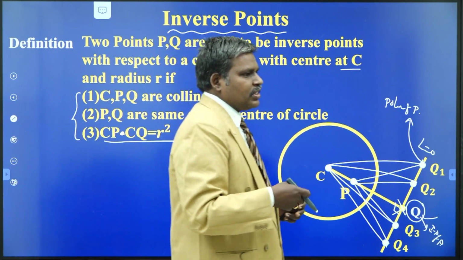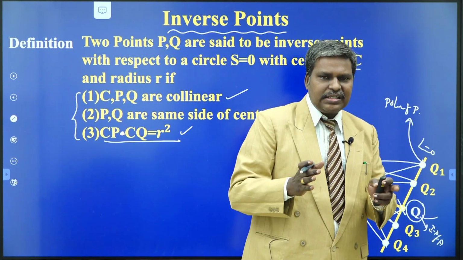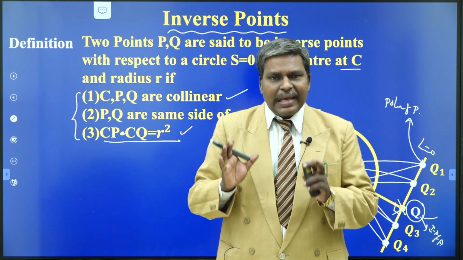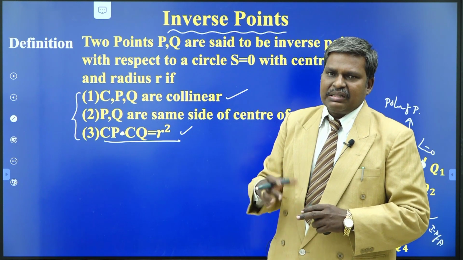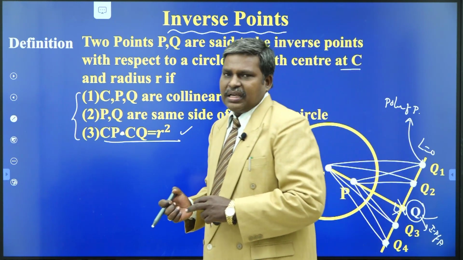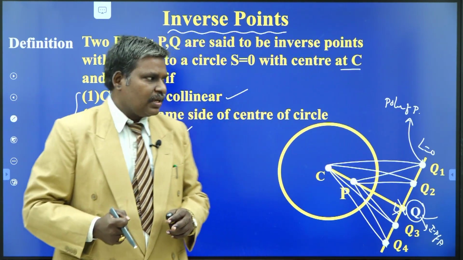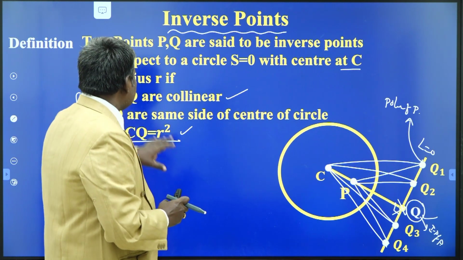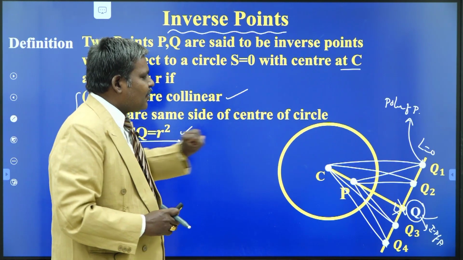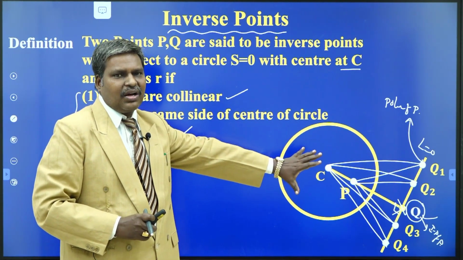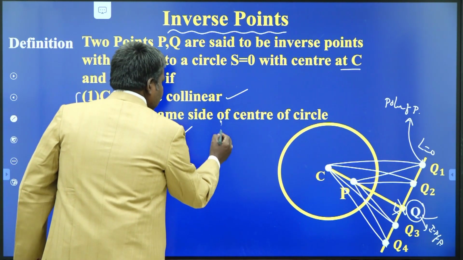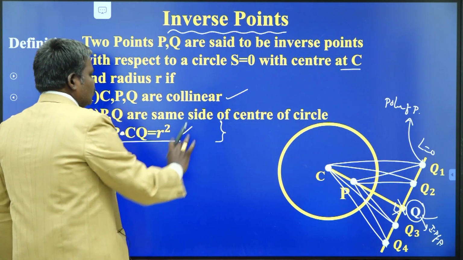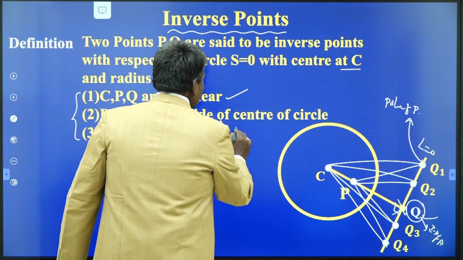Inverse points with respect to the circle. Two points P, Q are there. For them to be said to be inverse points, they must satisfy these conditions. Then we say that the points are inverse points with respect to the circle. So if the points satisfy these 2 conditions itself, we get the condition that they are conjugate, along with collinearity. So these 2 conditions give that P, Q are conjugate to each other.